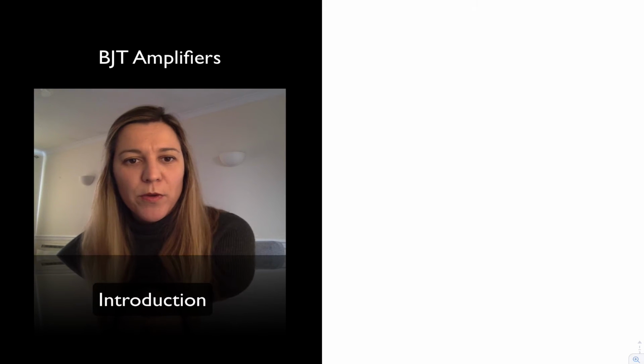Hello. This week we are going to talk about transistor amplifiers, BJT transistor amplifiers. Of course, amplifiers are circuits that amplify an input signal. So in the case of analog amplifiers, we have an analog signal. We feed it through the amplifier, and what comes out should be a scaled version of that input signal.